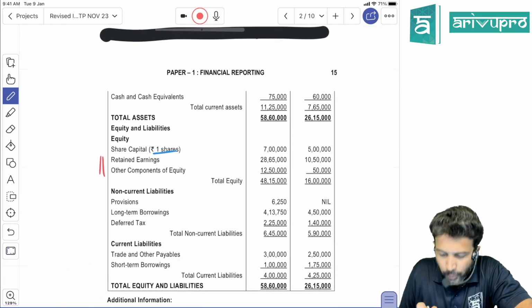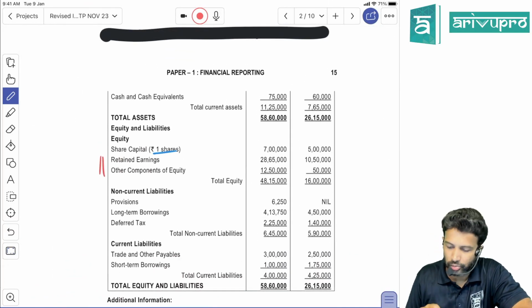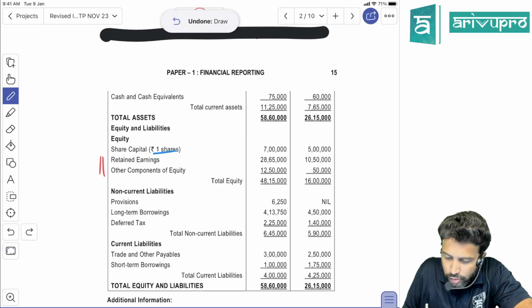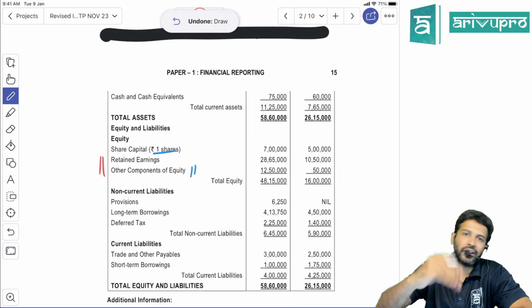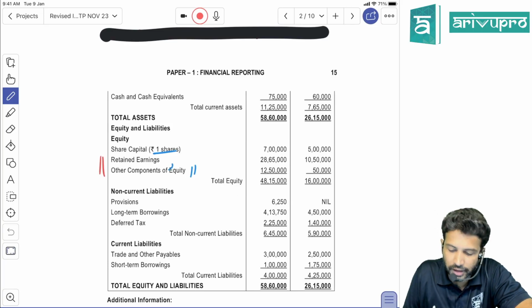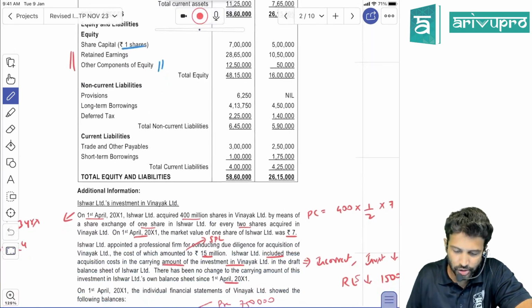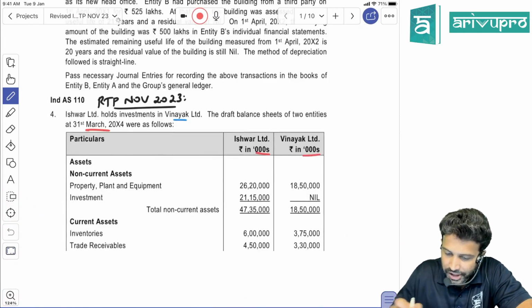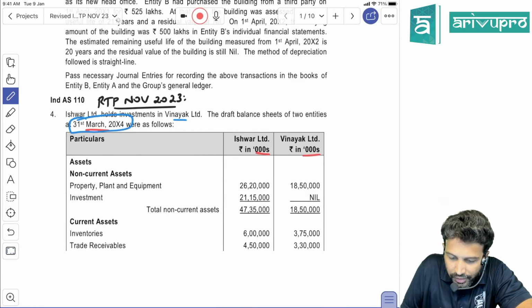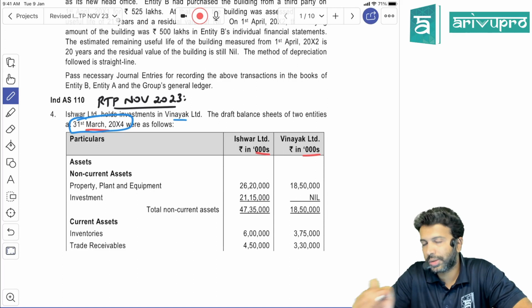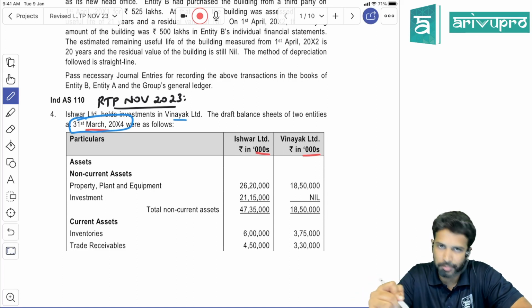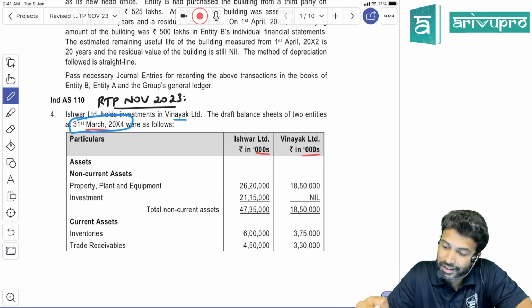So all the equity shares have a face value or nominal value of 1 rupee. Retained earnings, and we also have other components of equity. Other than retained earnings, we have another reserve that they're calling other components of equity, so keep this in mind. Then the usual things, it's okay. Now, the balance sheet date, so keep this in mind. They have given the balance sheet as on the individual SFS of the two companies as on 31st March 20x4.